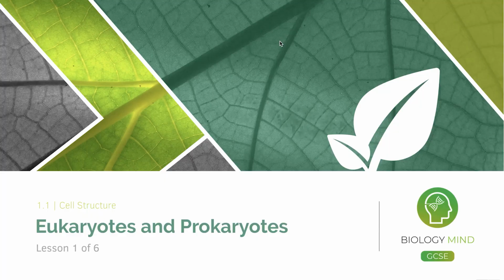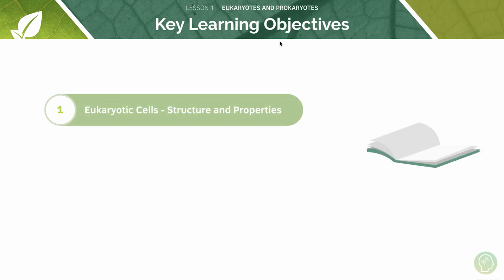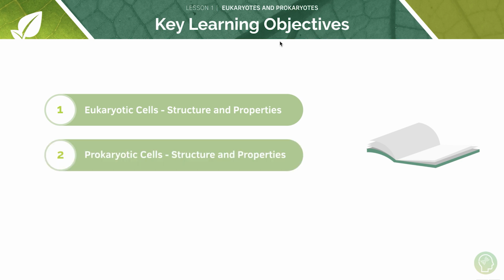So let's get started. Hello, and welcome to tutorial 1 of 6 on cell structure. So today we'll be looking at eukaryotes and prokaryotes, and in subsequent tutorials we'll be delving further into the world of cells. So these are the key learning objectives of this tutorial. Perhaps use this as a rough framework for your revision notes. So we'll first be looking at the structure and properties of eukaryotic cells, then compare that to that of prokaryotic cells, and finally we'll be looking at this topic in terms of size and scale.